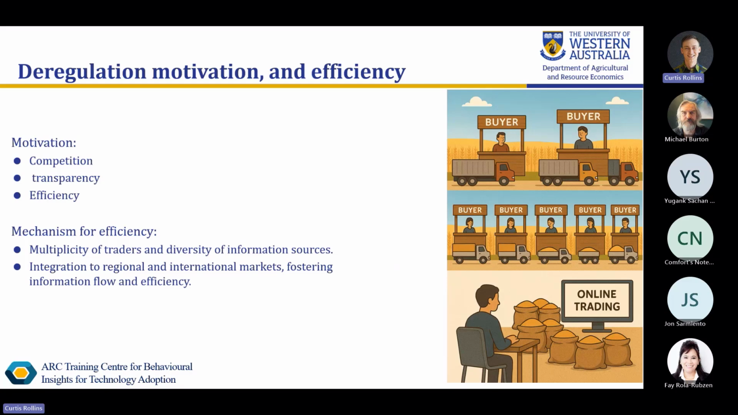And how does this deregulation encourage efficiency in the market? By two mechanisms. First, it welcomes a multiplicity of traders, and these diverse traders bring information sources from diverse backgrounds, and that creates efficiency in the markets. Another is that since these are deregulated markets, there is free trade, and there are mechanisms by which they are integrated with other regional and international markets, and the information flows from regional and international markets also create efficiency in the market.